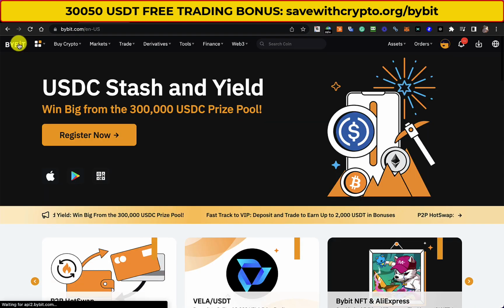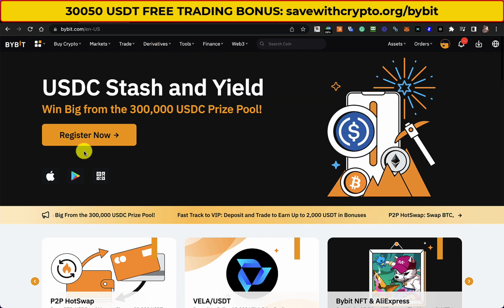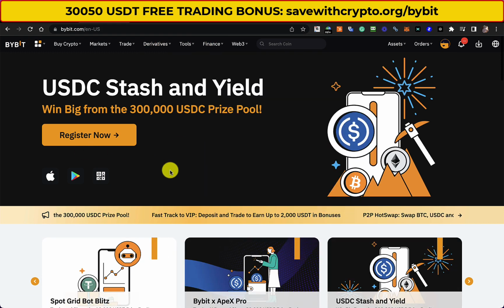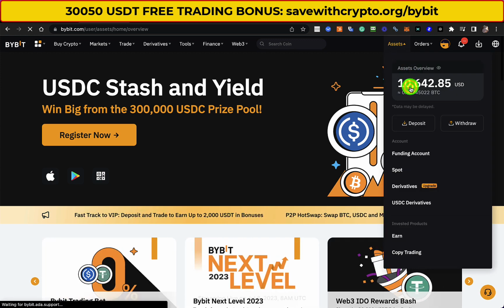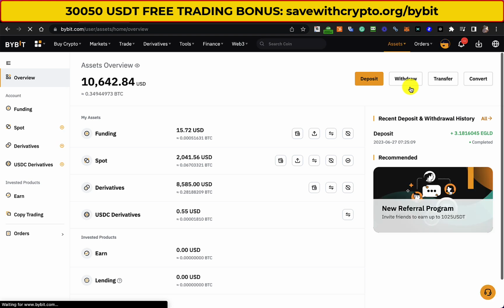So when you come over to ByBit, you've got these different kinds of trading you can do. Now, first of all, I'm just going to show you how the assets work here. Okay, so if you look at the overview of the assets, you can see here that I've got some stuff in the funding account, some in the spot, some in derivatives, and somehow I've got 55 cents in the USDC derivatives, which is strange because I never use that.